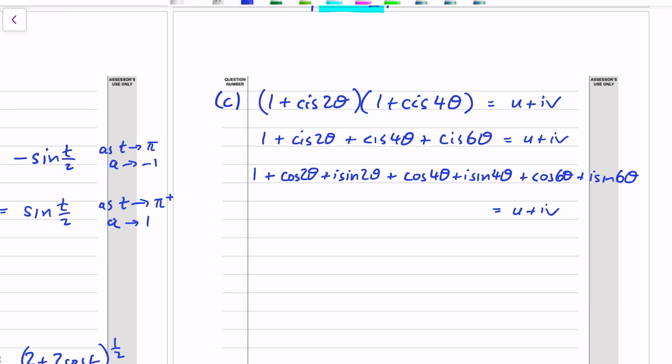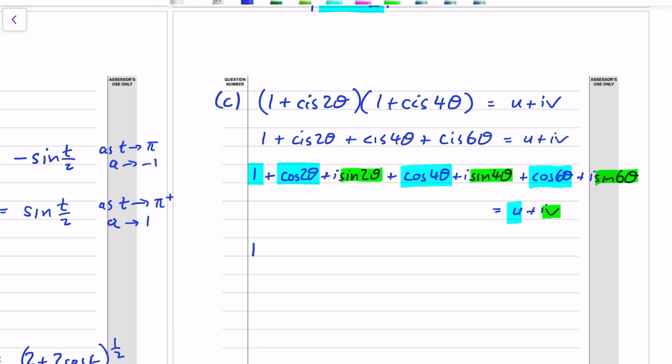And now we group the real and imaginary parts together. So we've got a real part in 1, another real part in cos 2 theta, cos 4 theta, cos 6 theta. All of those are real, and they add up to u. And then the other ones, the imaginary part, sine of 2 theta, sine of 4 theta, sine of 6 theta, they all add together like terms to make v.